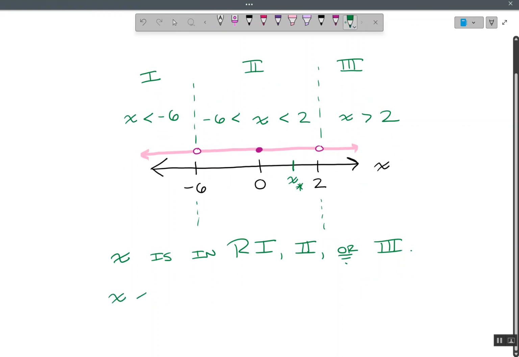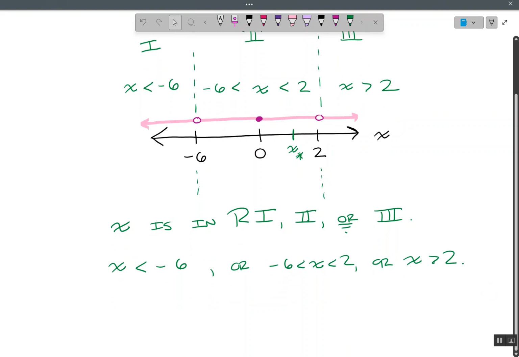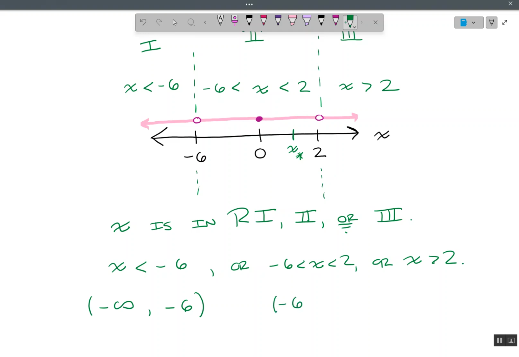So here I can say x is less than -6, or x is between -6 and 2, or x is bigger than 2. So let's use interval notation. So x is less than -6: negative infinity, -6, like that. These are the numbers that are less than -6. Here I have the numbers between -6 and 2, and here I have the numbers greater than 2.